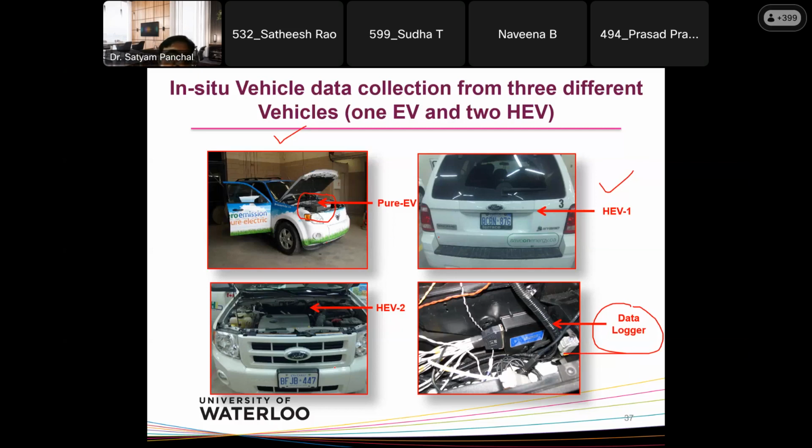Before I start, am I still there? Am I audible, guys? Yes, sir. Are you able to see my screen change also? Yes, sir. Sounds good.